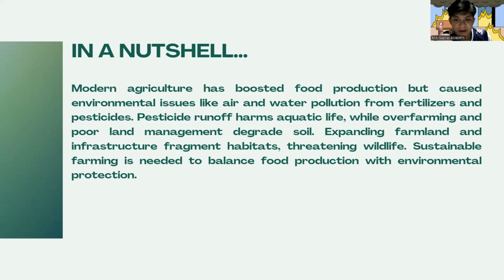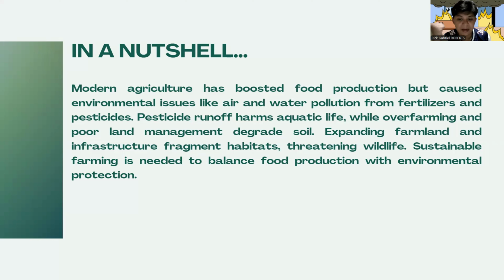Now, in a nutshell, modern agriculture and industrial activity have significantly increased food production, but also have caused serious environmental problems. The use of fertilizers and pesticides and modern farming methods has led to air and water pollution as chemicals and waste from farms enter the environment. Pesticide runoff pollutes water sources, harming aquatic life and ecosystems.